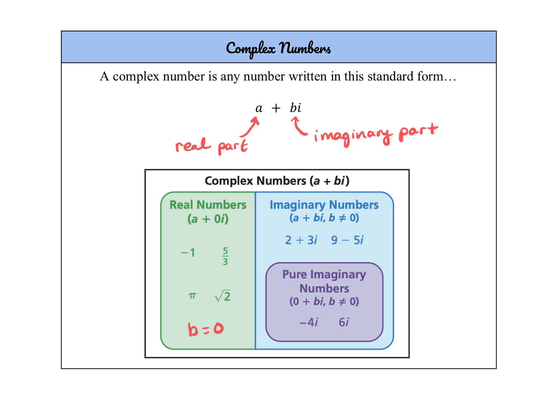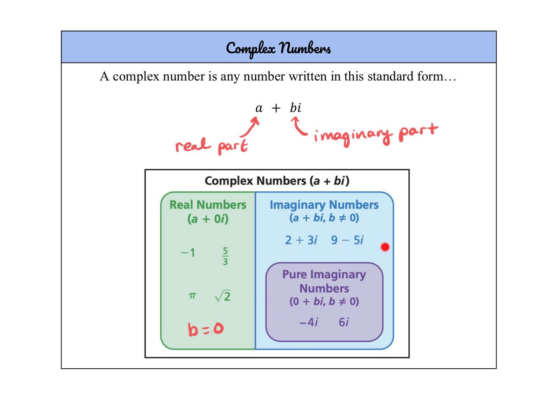Now here, imaginary numbers are any numbers that do have i. If they have a real and an imaginary part, we would still call this an imaginary number. 2 plus 3i is an imaginary number. 9 minus 5i is an imaginary number.